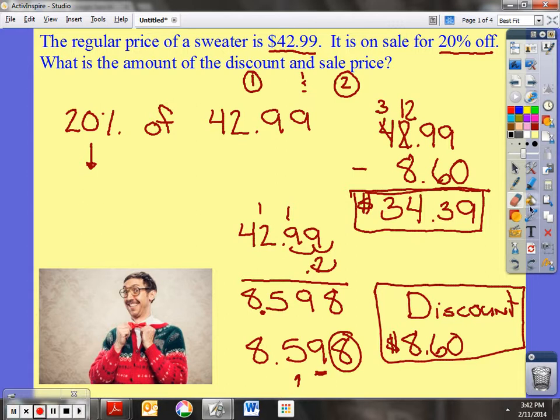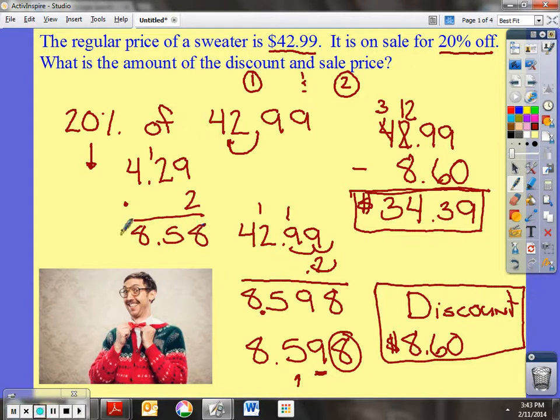The other way I could have gone about solving this: I know to figure out 10% of a number, I just move the decimal over one place to the left. So 10% of $42.99 would be $4.29. If I want to figure out 20%, because 20% is just 10% doubled, I would have multiplied this by 2. 18, that's 4, that's 5, and that is 8.